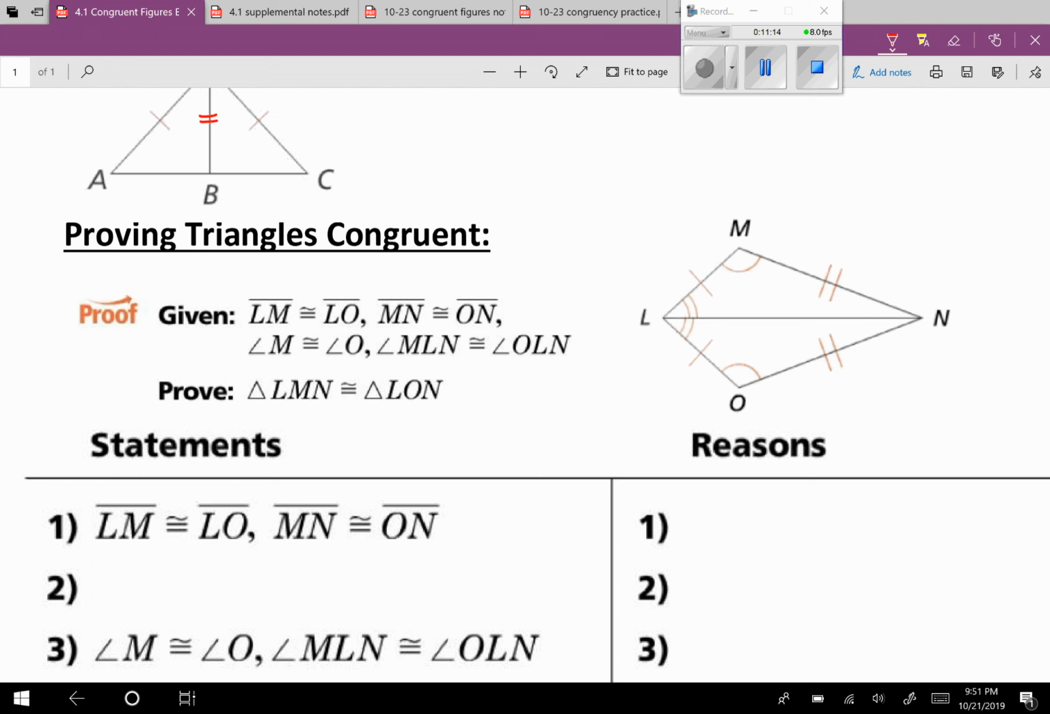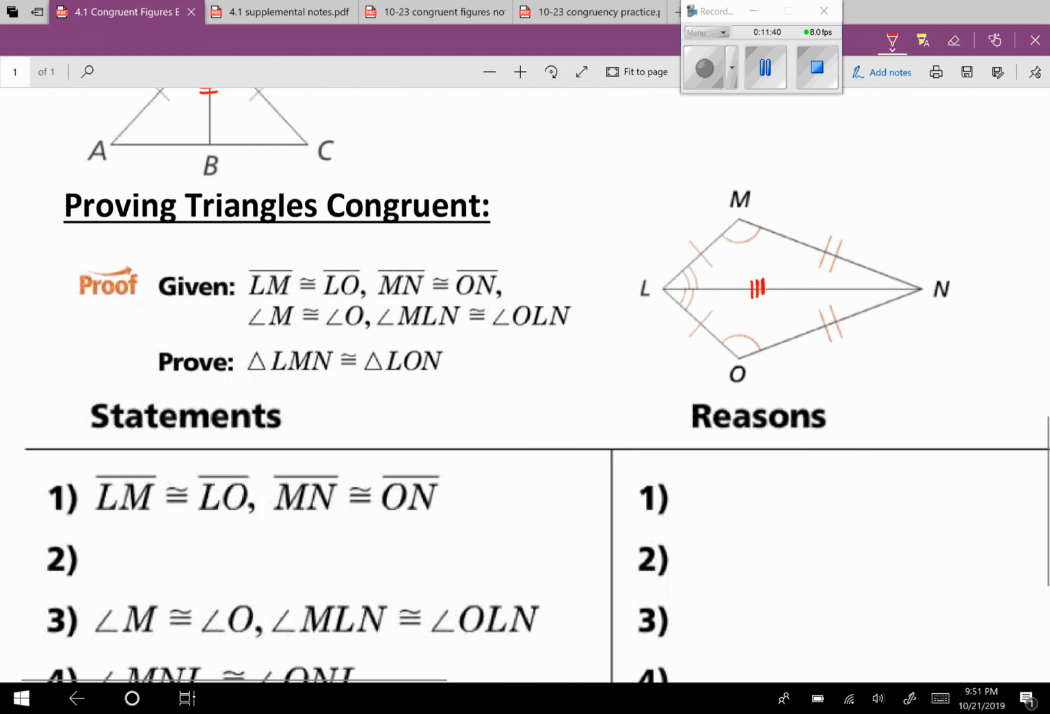So there's one other thing on this diagram that we haven't shown is congruent. And it's this line that's going in the middle here, line LN. It's shared by both of them, so it's congruent for both of them. So you put 3 lines on it, because that's your third. So now we have 3 lines that are congruent. Or 3 sides, I should say. 3 sides that are congruent.